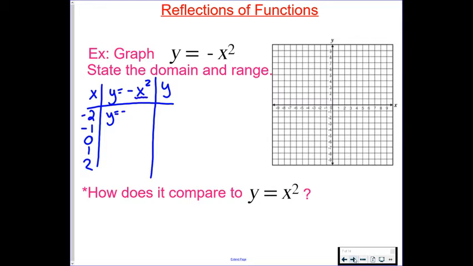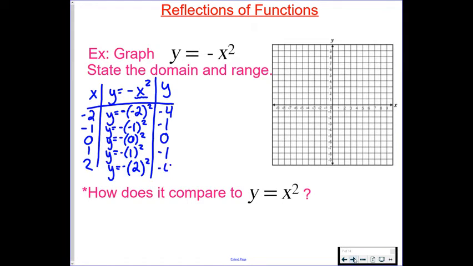In place of my x, I'm going to put a negative 2 and square that. Negative 2 squared is 4, but because there's a negative out in front, it's negative 4. All because of that negative in the front. Y equals negative 1 squared. Negative 1 squared is 1, with the negative in the front is negative 1. Y equals negative 0 squared. 0 squared is still 0, times negative 1 is still 0. Y equals negative 1 squared is negative 1, and y equals negative 2 squared is negative 4.